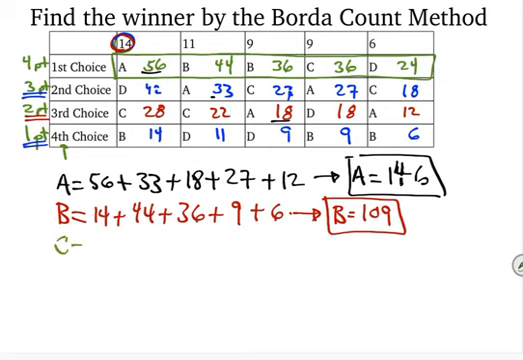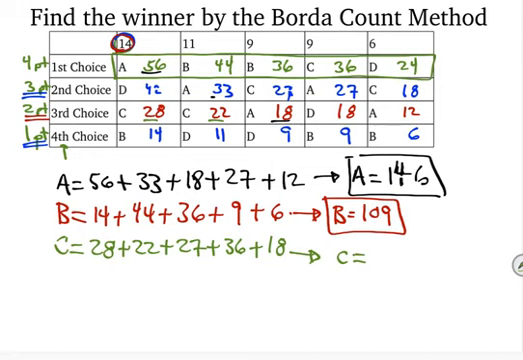Now we collect all the points for candidate C. We just look for each column and we find the points for that candidate and we list them out. Finally, candidate D.